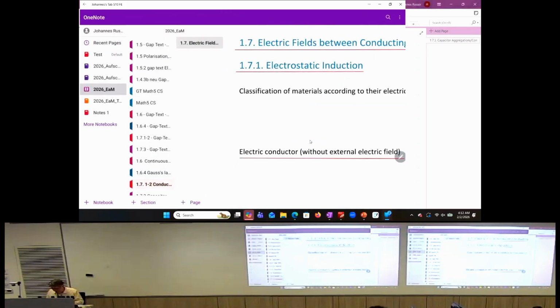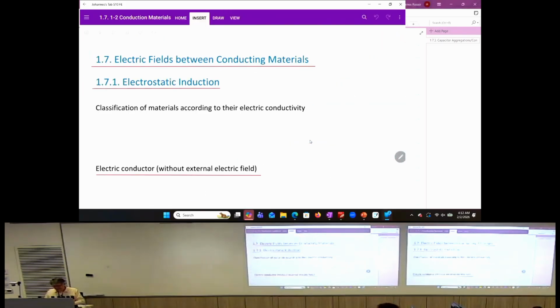Now let's get to the electric fields. This is 1.7, between conducting materials. We have already said earlier in this chapter that we can do a classification of materials, and we had 3 kinds. What were the 3 kinds? Anyone? Semiconductor? When you named the semiconductor, you probably also named the conductor, yeah? Yeah, the insulator and dielectric material.